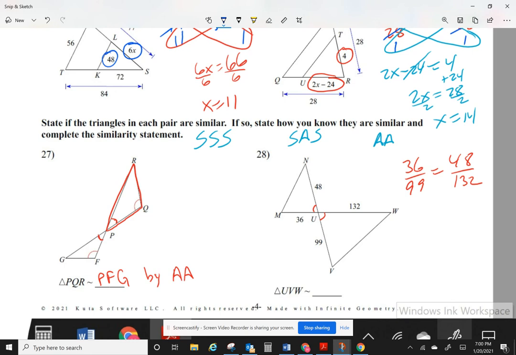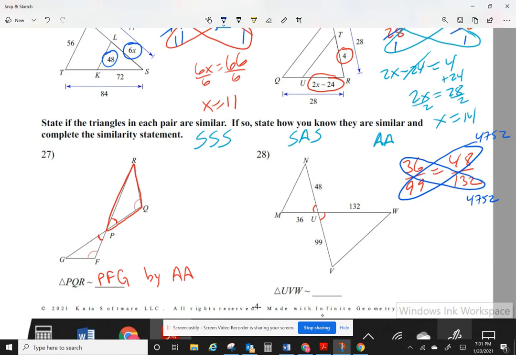Better yet, I don't want to simplify. The numbers are too big. Let me cross multiply. 36 times 132. Let me figure what that is. 36 times 132, I get 4,752. All right, let me go this other way. 99 times 48. 99 times 48, I get 4,752. Oh, okay. Therefore, the sides are proportional. Like I said, we could simplify the fractions, or we can just cross multiply to equal the same thing. Sides are proportional. The angle in between is equal.